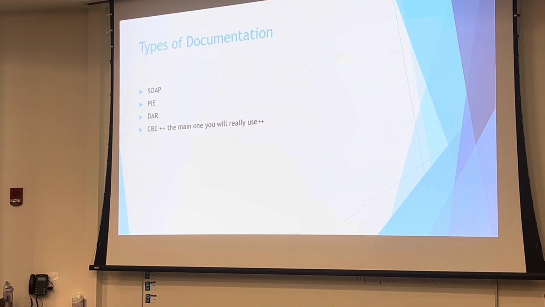All right, here are the types of documentation. You just practiced a SOAP note. SOAP and PIE and DAR would be either handwritten or typed out in a progress note. Whereas CBE is charting by exception. That's using flow sheets. As we learn about head to toe assessment next week, you'll see what charting by exception is.